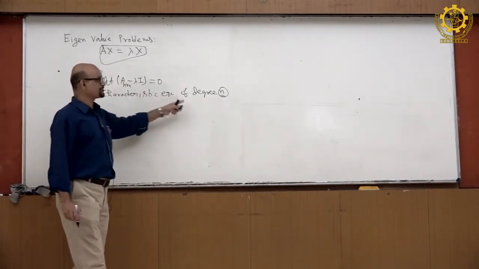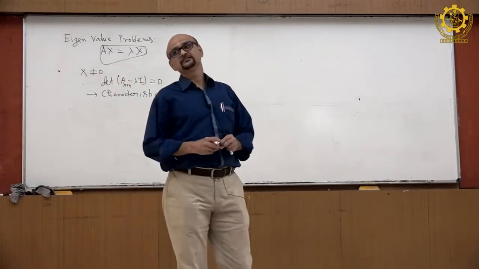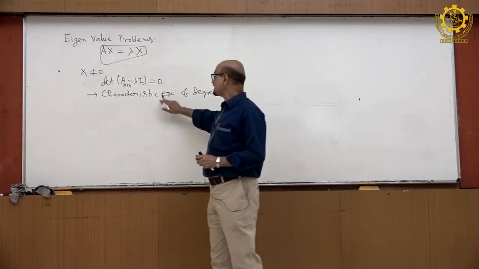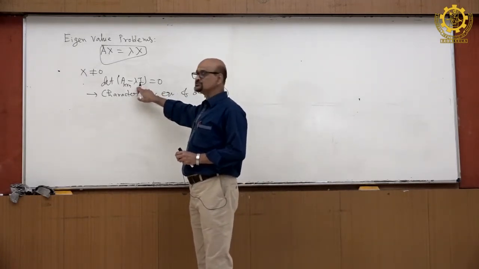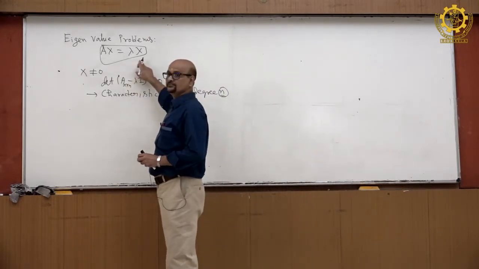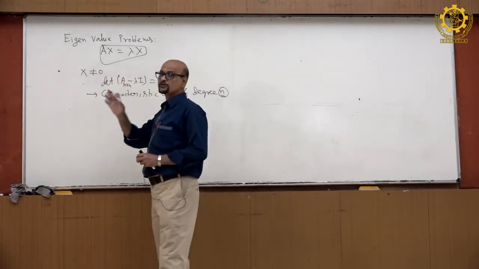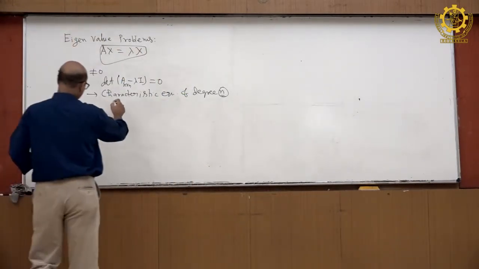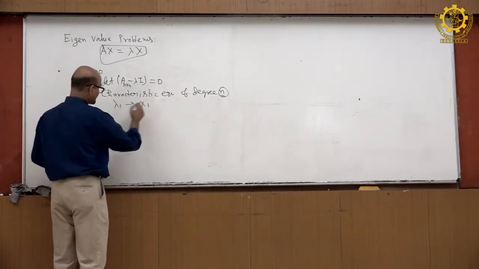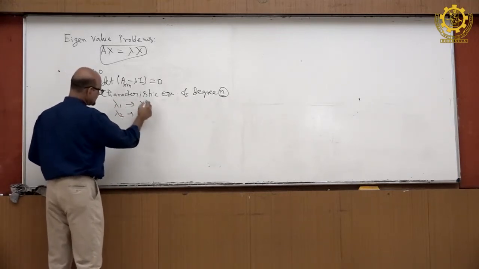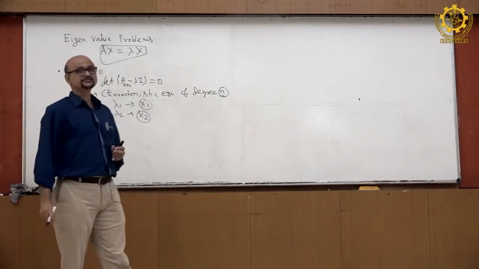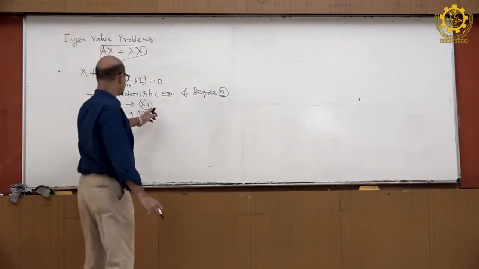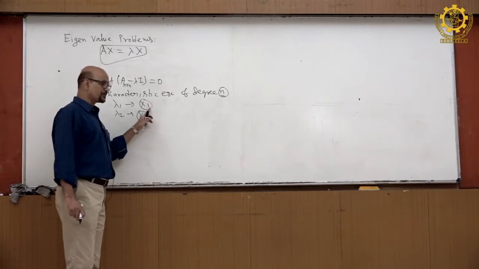To find this lambda I need to solve this nth degree polynomial. Then those will be the lambda values, and I substitute them again and find the x corresponding to each lambda. That means for lambda 1 I have the corresponding eigenvector x 1, lambda 2 x 2, and each of them has n components. If A is 3 by 3, it will be a 3 component vector.